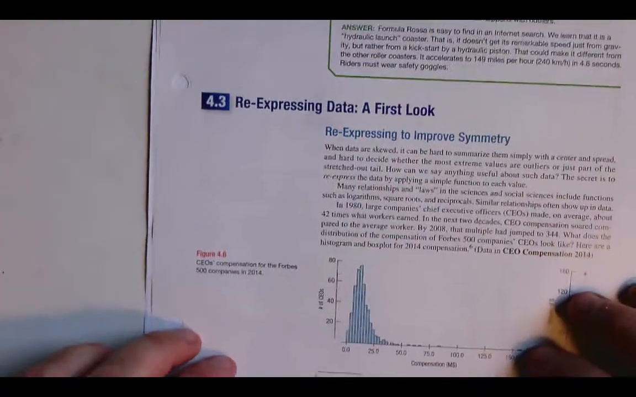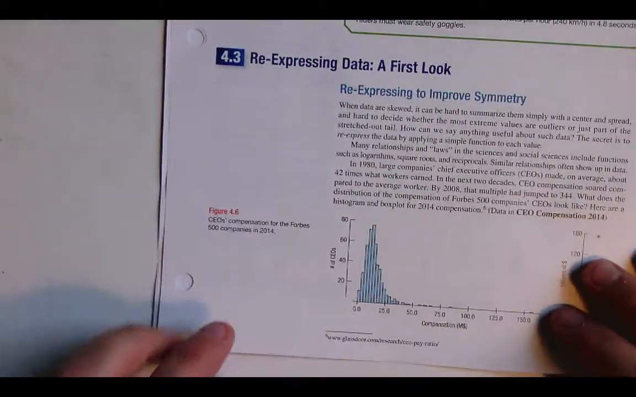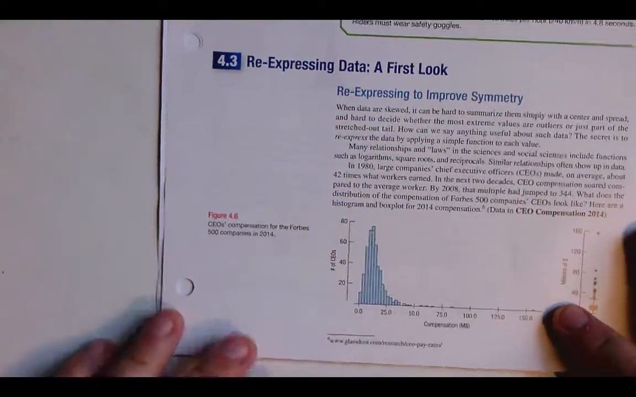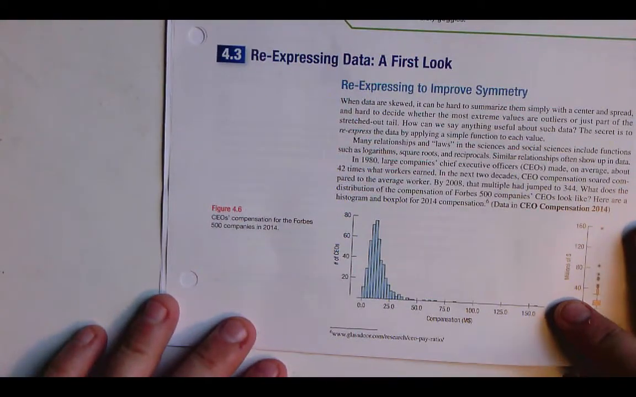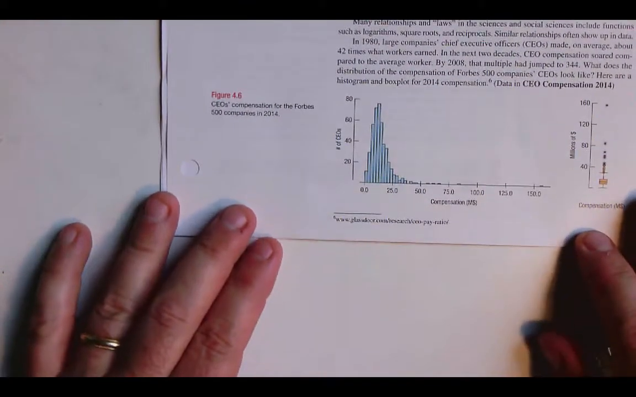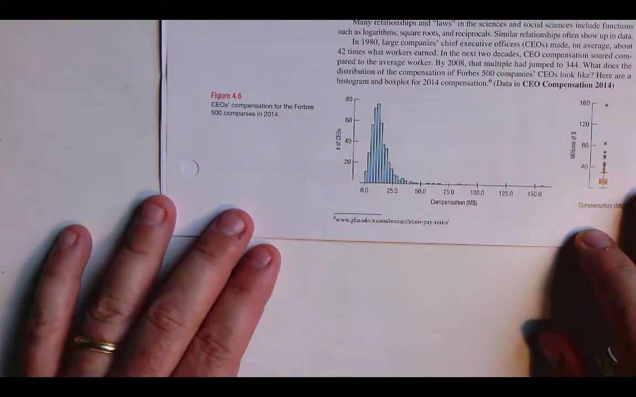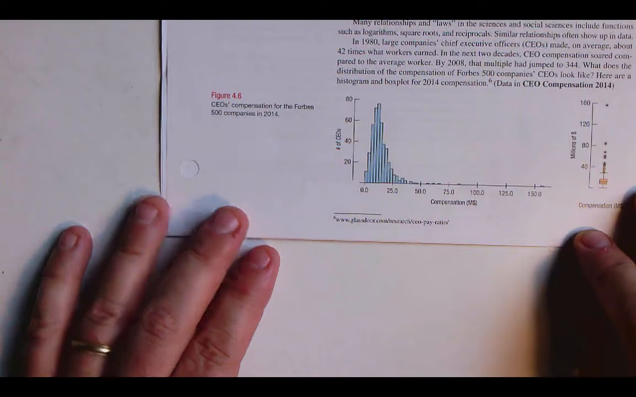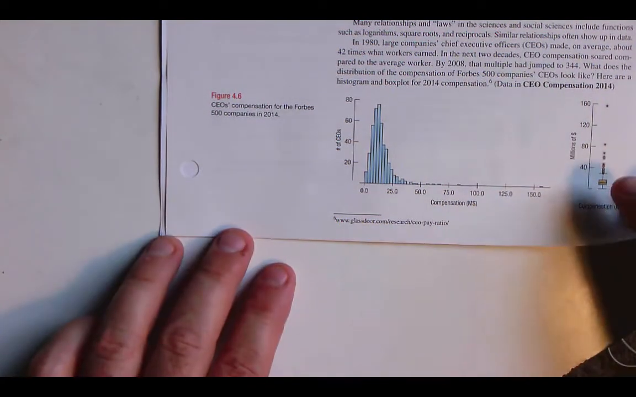We can also think about the idea of re-expressing data. What if we actually do some kind of nonlinear transformation? The example that's motivated here, it's a common one, is where compensation ends up being highly right-skewed. It has a very long right tail.